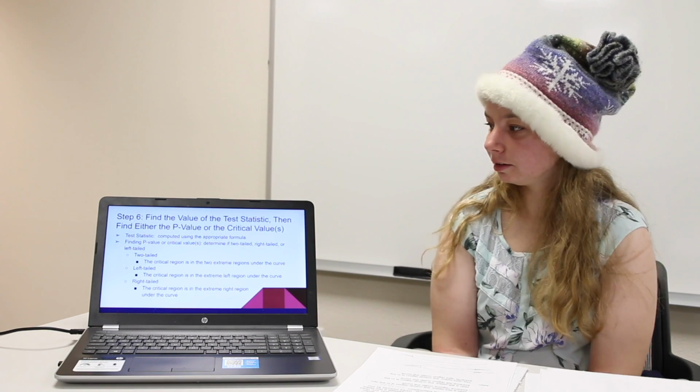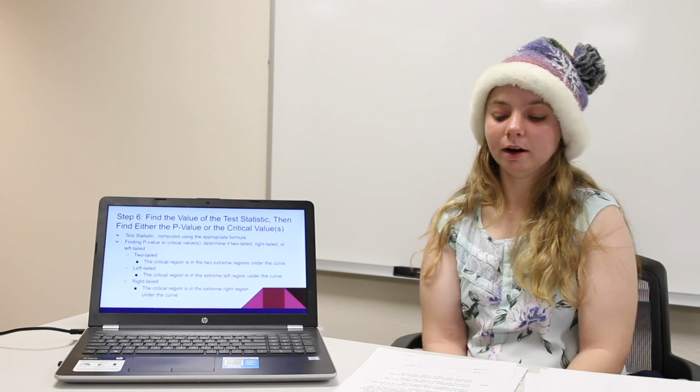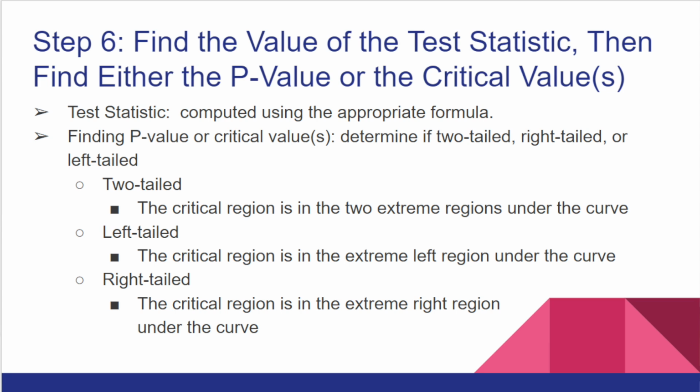In step 6, you need to find the value of the test statistic, and then find either the p-value or the critical value or values. The test statistic is computed using the appropriate formula. You would input the necessary information and calculate any information that you are not given.